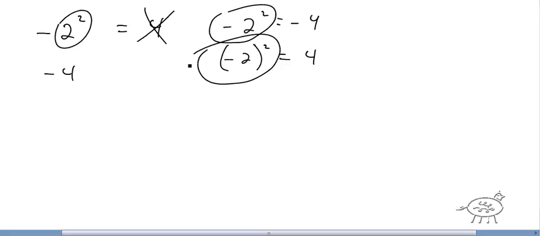Now if you don't have a display where it displays each individual thing you're typing in, if you type in -2 squared, it'll actually give you +4. So you can't rely on that. You have to understand a little bit about that.